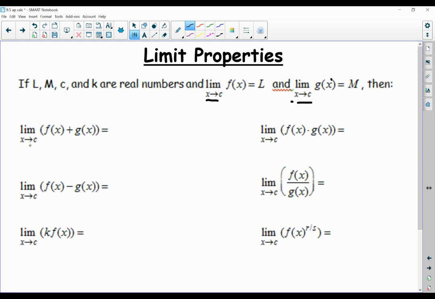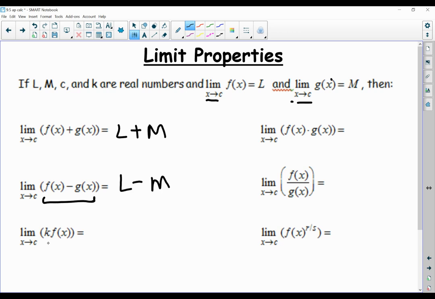If I were to find the limit as x approaches c of the combination f of x plus g of x, that limit would just be the limit of f of x plus the limit of g of x. So it would just be L plus M. If I subtract the two functions and find the limit of the subtracted functions, it's just going to be the subtraction of the two limits.